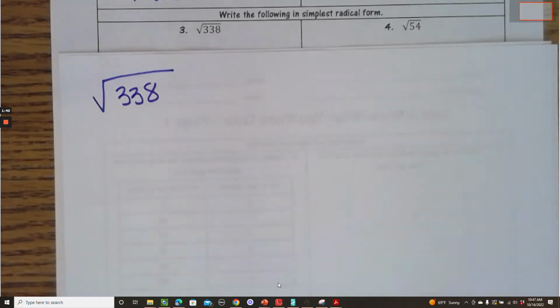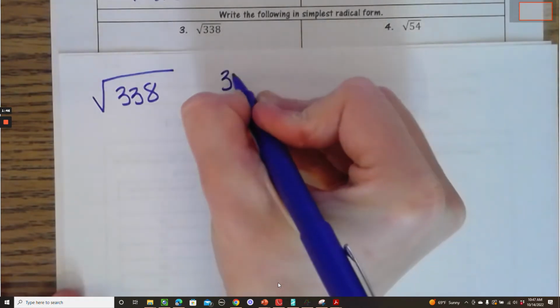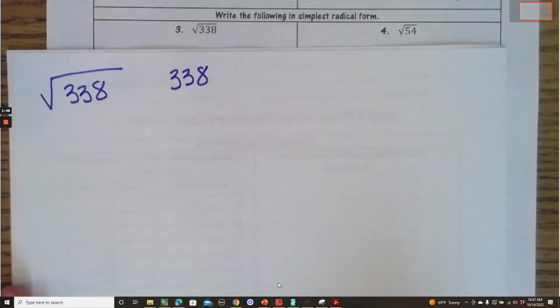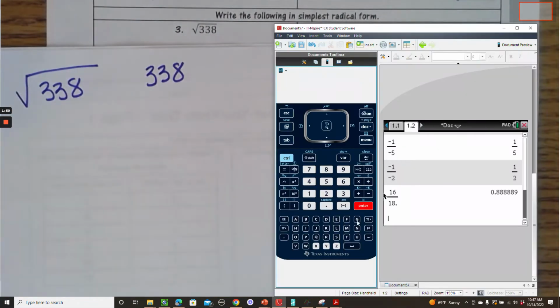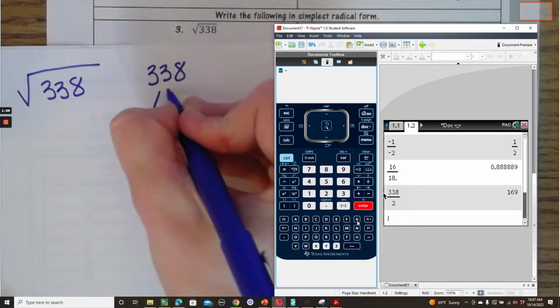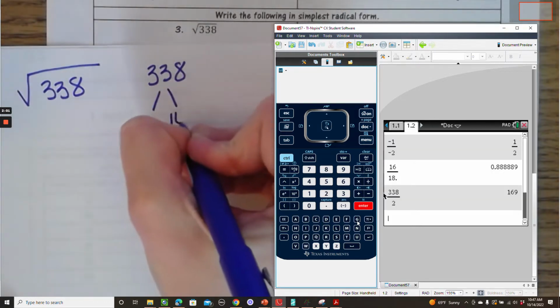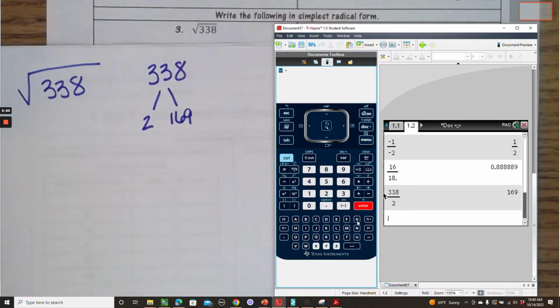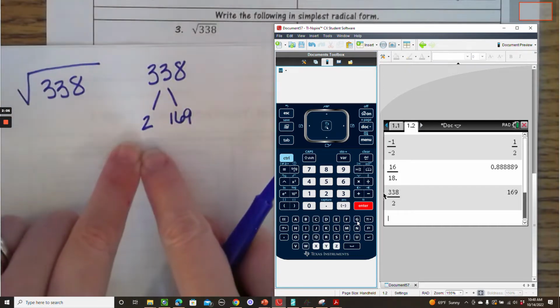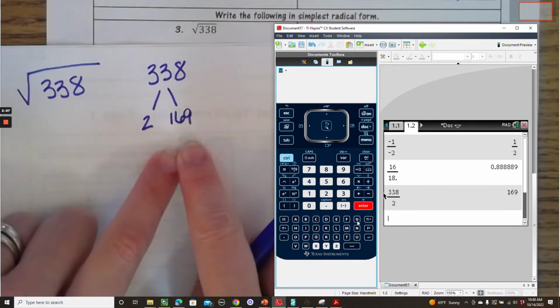So how I teach algebra kids to do it is we factor it, okay? I don't know if y'all remember doing this in 6th grade, but you should have. 338, it's an even number. So what number can I divide any even number by? Divide it by 2. Okay, so I got 2 and 169. 338 is the same as 2 times 169.